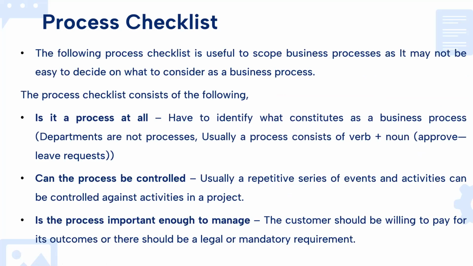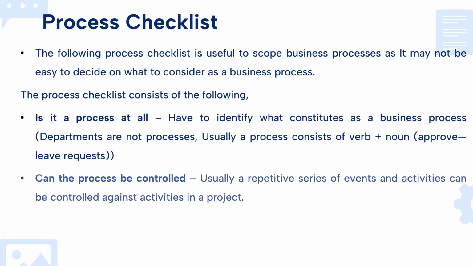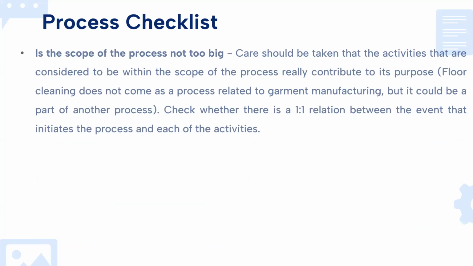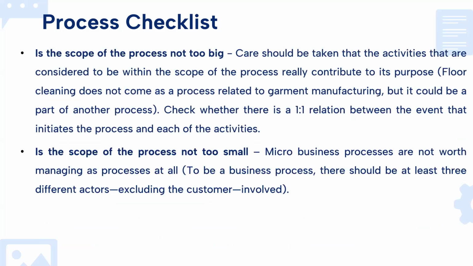Going through this process checklist, we can identify which constitute processes that we can consider for the next step. The next step is process selection. Through this process checklist, we can identify which processes we can bring forward into the next stage of process selection. Is everyone clear with regard to the process checklist? Is everyone clear?